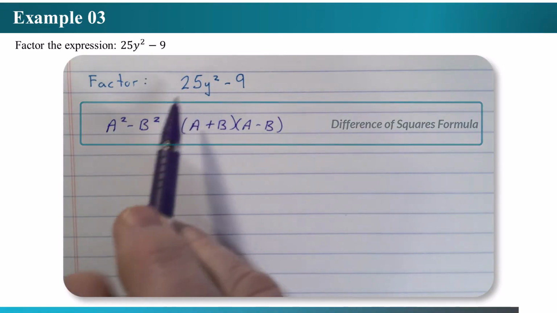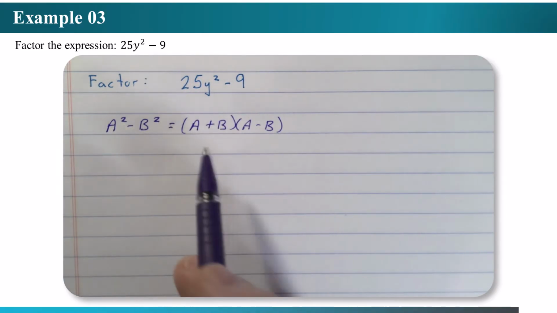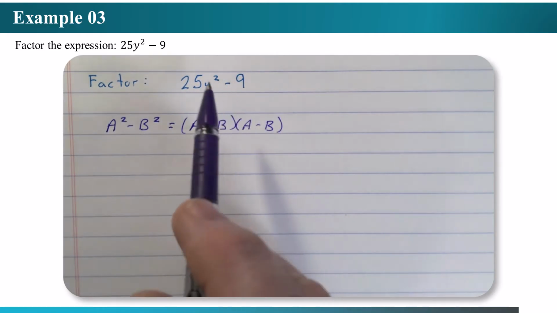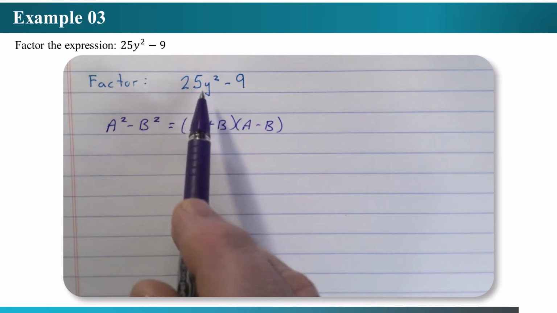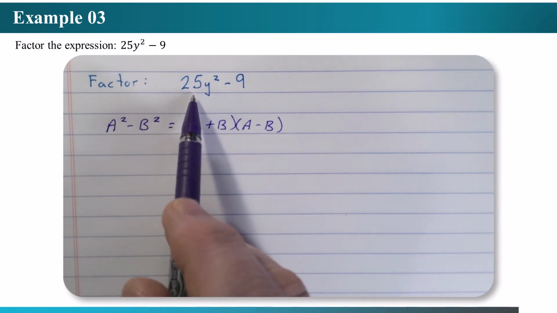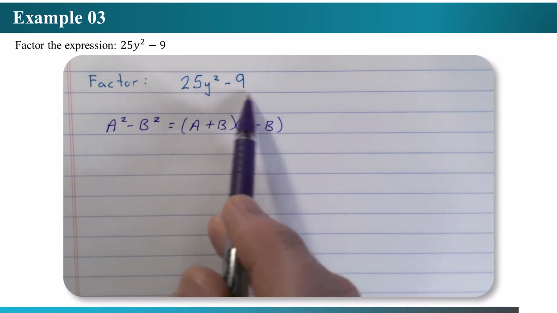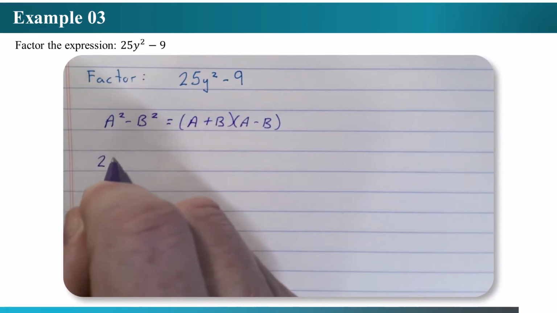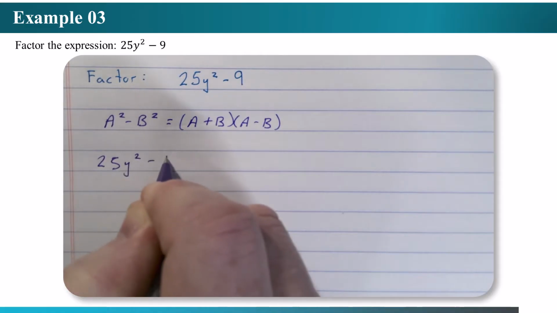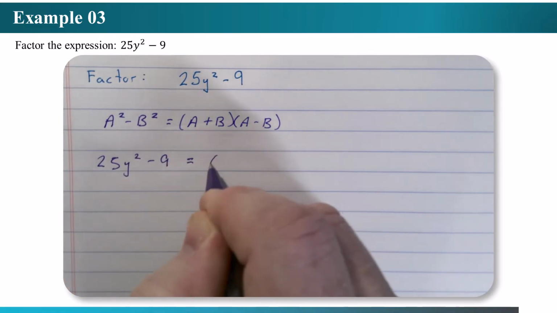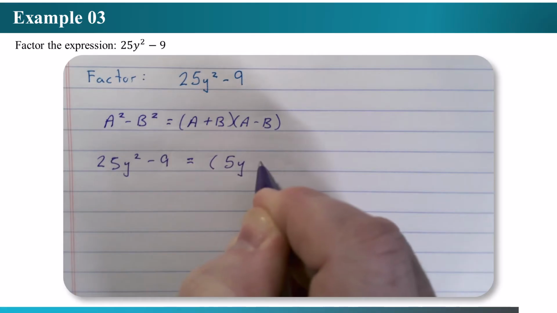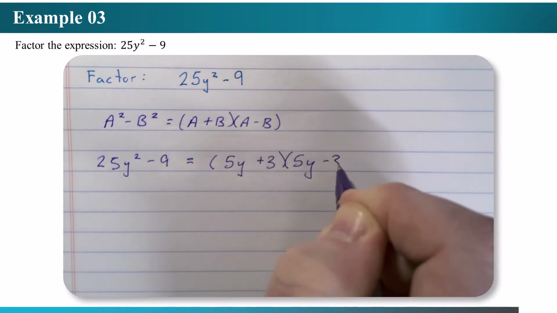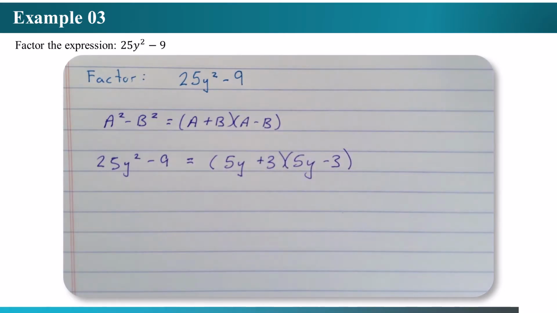If I recognize this as a difference of squares, then it's just a matter of asking, what is a and what is b? What do I square to get 25y squared? That would be 5y. And what do I square to get 9? That would be 3. So we get 25y squared minus 9 is equal to 5y plus 3 times 5y minus 3. And we've factored it.